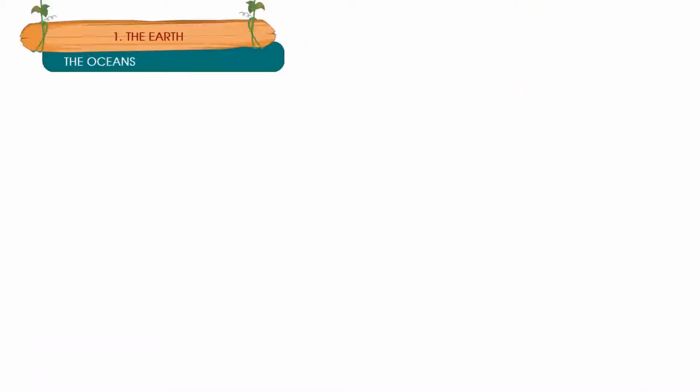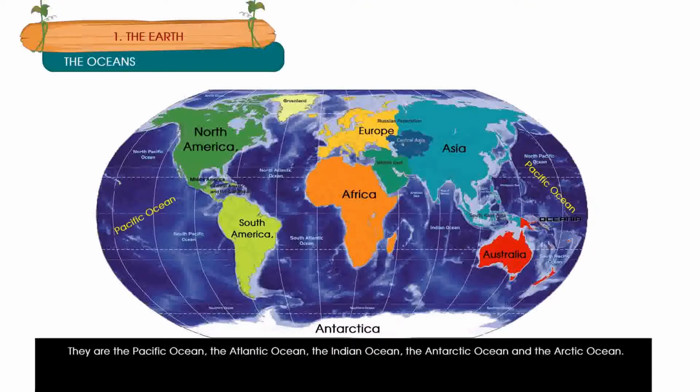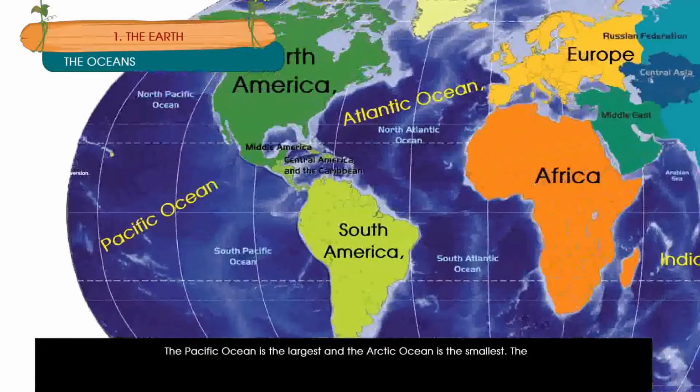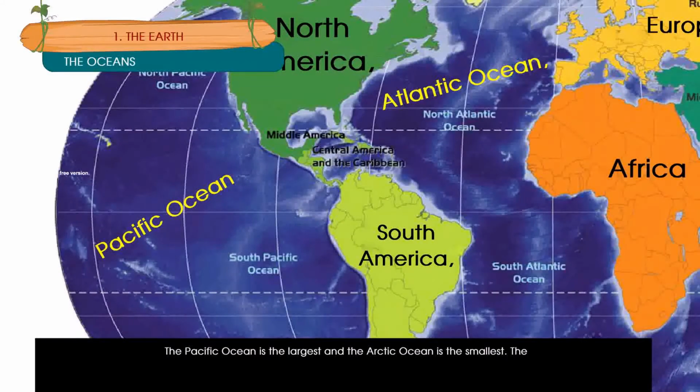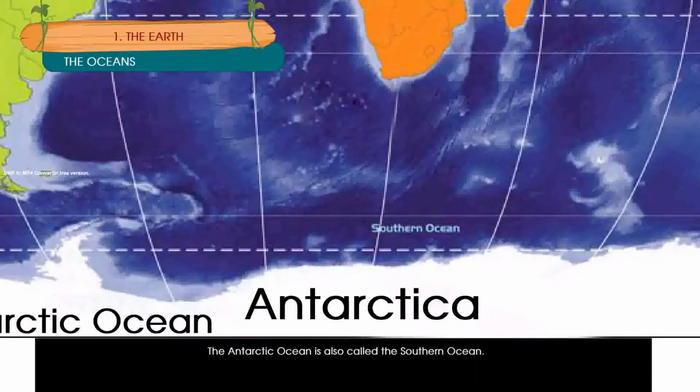The oceans. There are 5 major oceans. They are the Pacific Ocean, the Atlantic Ocean, the Indian Ocean, the Antarctic Ocean, and the Arctic Ocean. The Pacific Ocean is the largest and the Arctic Ocean is the smallest. The Antarctic Ocean is also called the Southern Ocean.